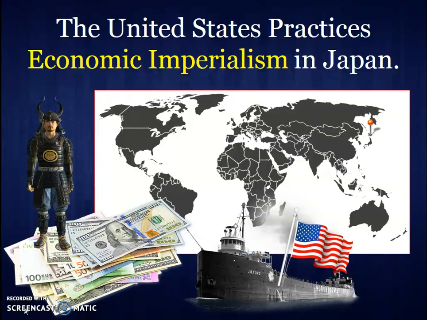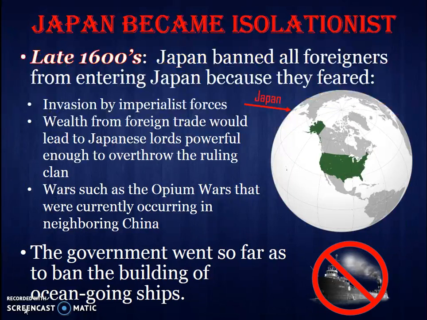Now, in other areas of the world, the United States practiced what's called colonial imperialism, where they attempted to take land that was not part of the United States and actually add it onto American holdings. Examples of this might be Hawaii and Alaska. In Japan, this is a little bit different. The United States really had no interest in acquiring Japan and adding it onto their holdings. Instead, they were interested in what we know as economic imperialism. They wanted to trade with Japan, and at the time, Japan was not interested in doing so.